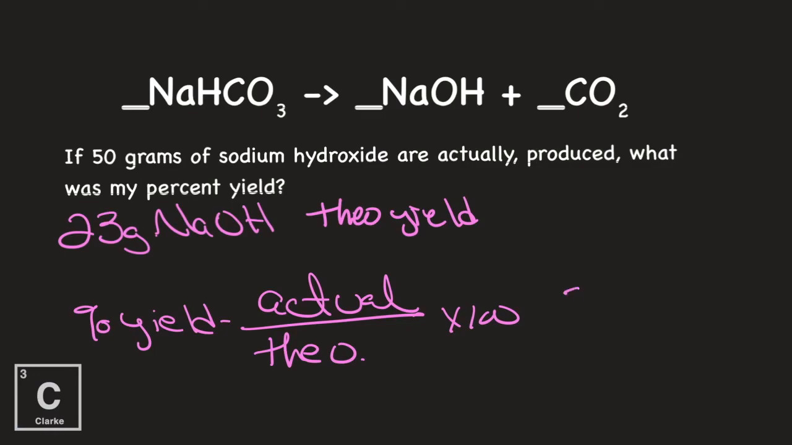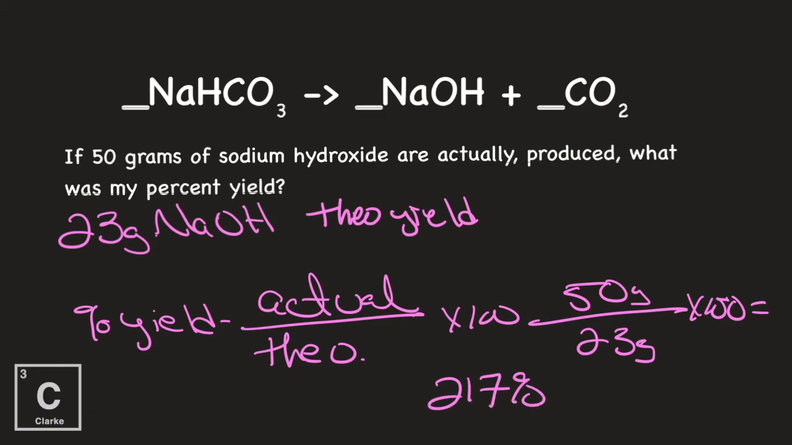So our actual yield, that's 50 grams. That seems like a lot when we only got 23 grams, times 100. This doesn't seem like we're going to have done a very good job on this one either. 50 divided by 23 times 100 equals 217%? What? Y'all, that's not a very good problem.